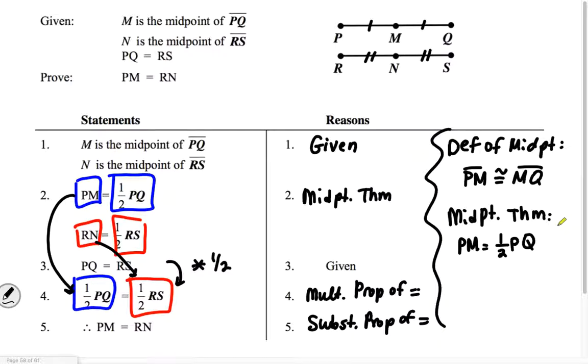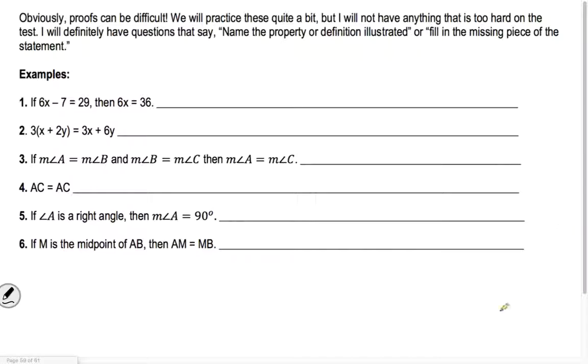Okay. So I think you guys have more, but these are the ones that I'll definitely put on the test. These are not like actual full proofs. So I want you guys to test yourself. So as we're going through, think about if you can get it. So 6x minus 7 equals 29. Why would 6x equal 36? So I'm going to call on you guys. So what do you think, Grace? What did we do? Right, we added. So we're going to say addition property of equality.